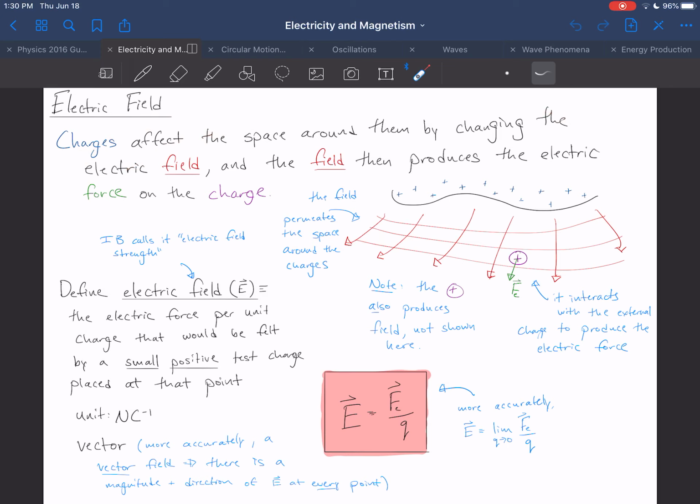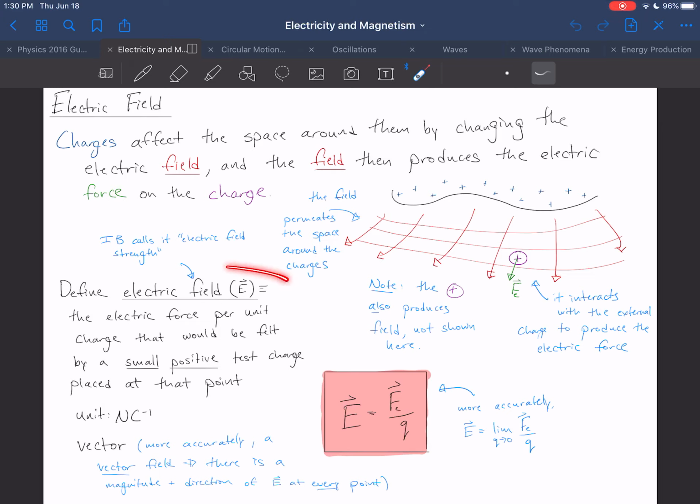Okay? So we're going to define the electric field. The IB calls it electric field strength. But as a side note, I simply can't abide by that terminology, because electric field strength is the kind of phrase that really should be used to describe the strength of the electric field. And the electric field itself is a vector. The IB says the electric field strength is a vector, which is a weird thing to say.